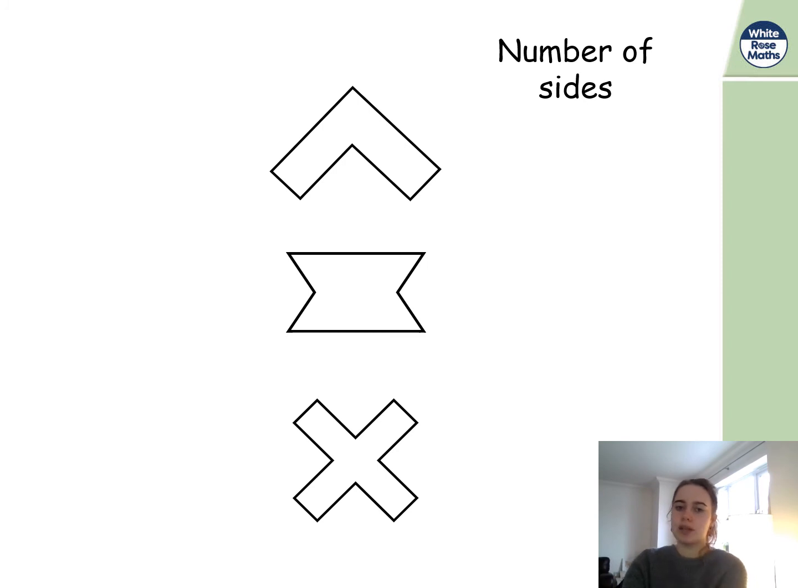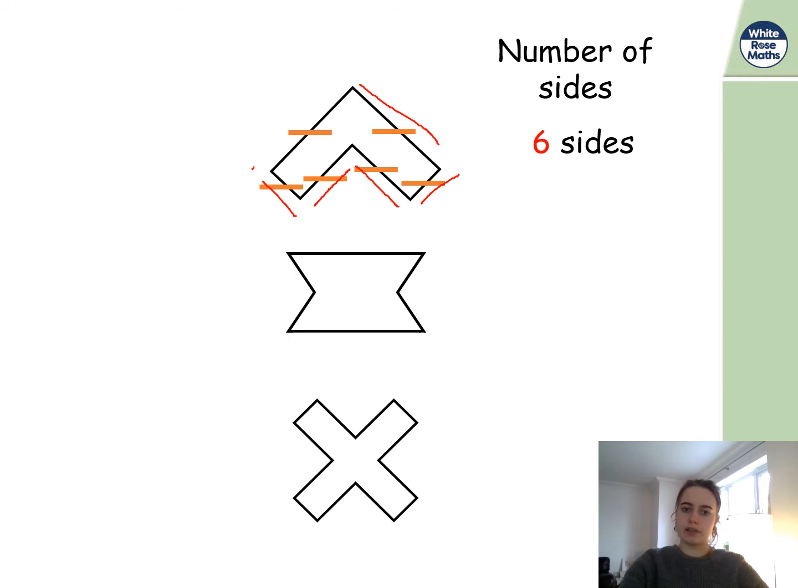So let's count up the number of sides on these shapes. So on the first shape, we've got 1, 2, 3, 4, 5, 6 sides. But they've drawn little lines through the lines to mark off the ones that they've counted. How about the next shape? We've got 1, 2, 3, 4, 5, 6. We've also got 6 sides on this shape.